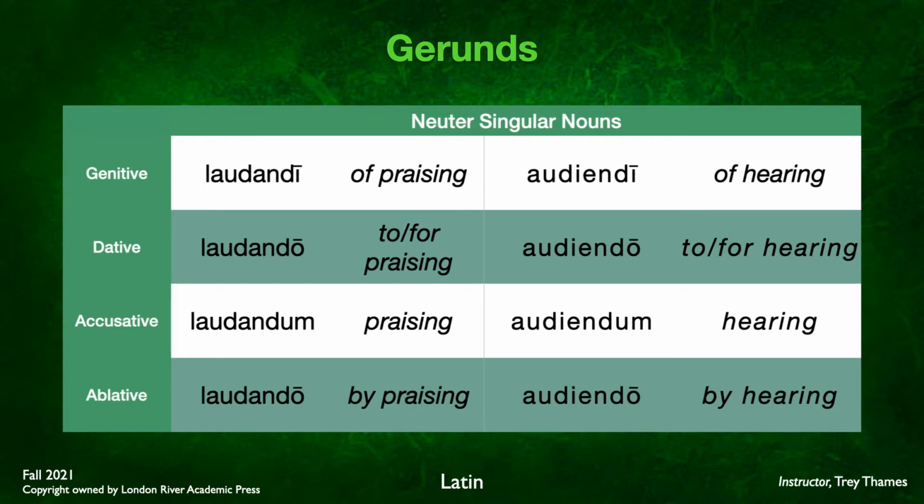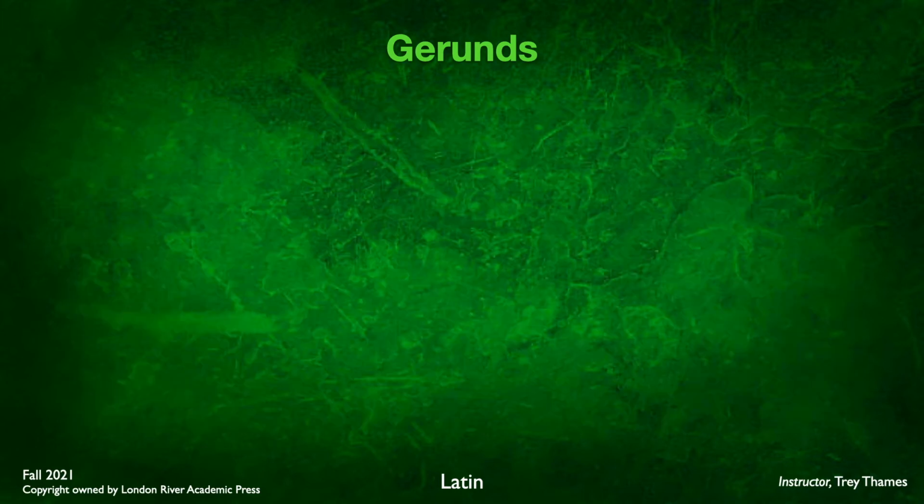There's your ablative. Here is a fourth conjugation verb, audio, audire, audivi, auditum. Audiendi, of hearing. Audiendo, to or for hearing. Audiendum, hearing, and audiendo, by hearing. So that's how you decline them out. And again, just the genitive, dative, accusative, and ablative singular forms. And it's in all conjugations, first, second, third, fourth, and third -io.